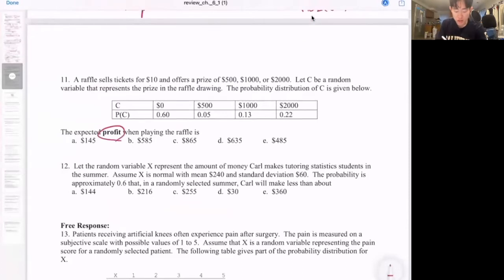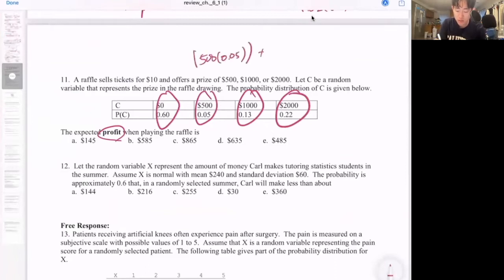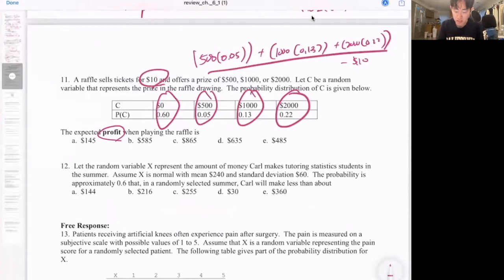So expected values, again, you just have to take a look at these, multiply, add them up. So that's 500 times 0.05 plus 1,000 times 0.13 plus 2,000 times 0.22. And then it says that it sells the tickets for $10. So make sure that you subtract $10 at the end because that's how much they're paying. This is the expected payoff by playing the game.